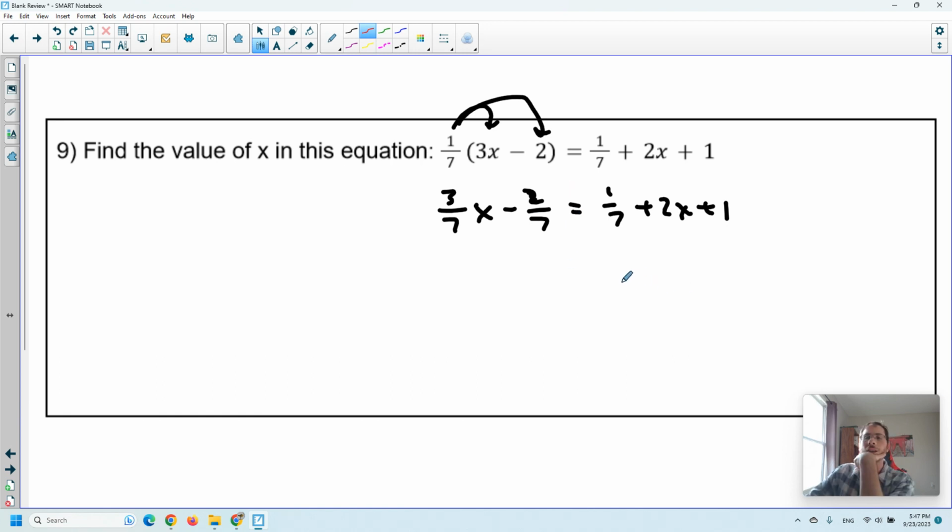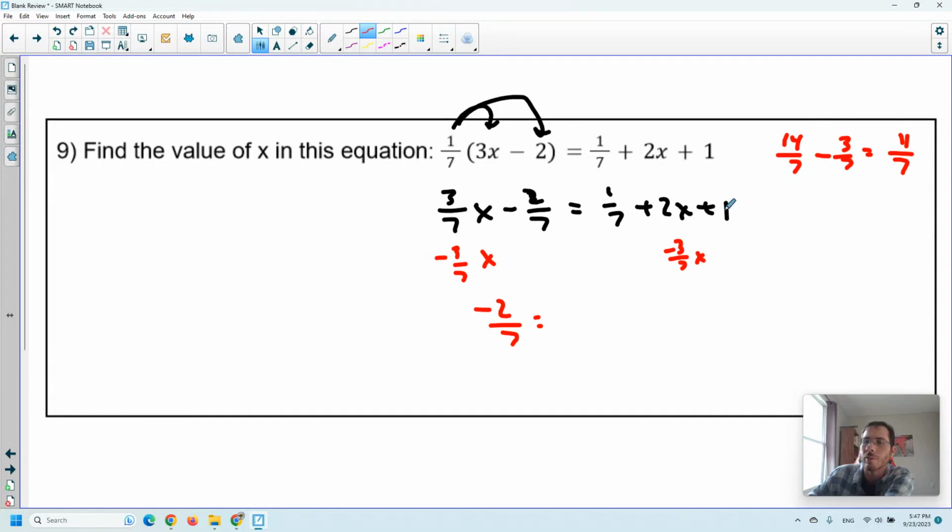So, again, I got to decide. I think I'm going to decide to move my 3/7 x to the other side. Again, I like to keep my x's positive. So 2x, that 2 would be 14/7. So I'm going to have negative 2/7 equals, I guess I'm going to combine 1 and 1/7 also. 8/7 plus 11/7 x.